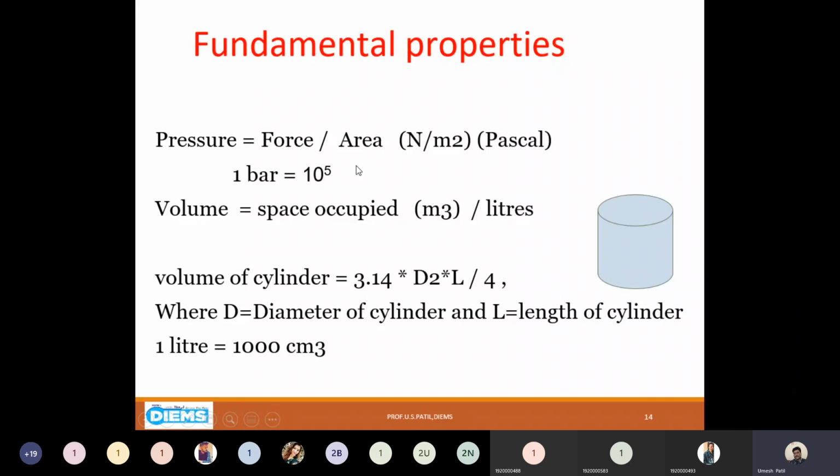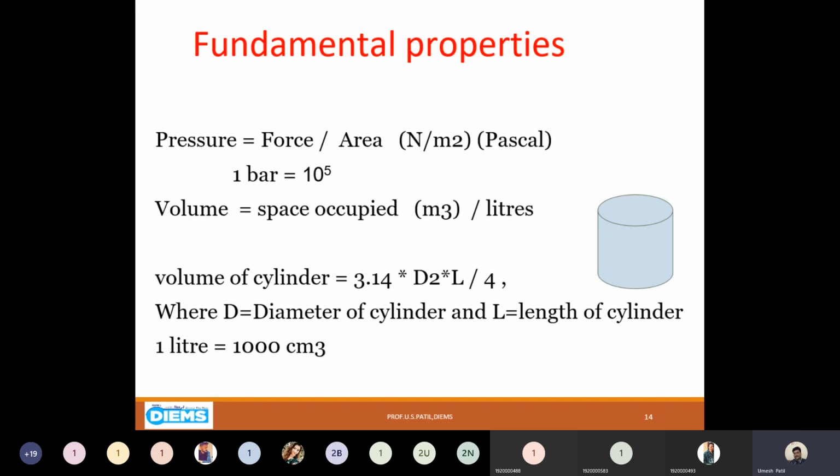If a force is applied over a particular area, then that force per unit area is pressure. Force is measured in Newton and area in meter square, so Newton per meter square is the unit of pressure, called the Pascal. So pressure is measured in Pascal. A higher unit of pressure is bar. 1 bar is equal to 10 raised to 5 Pascal.